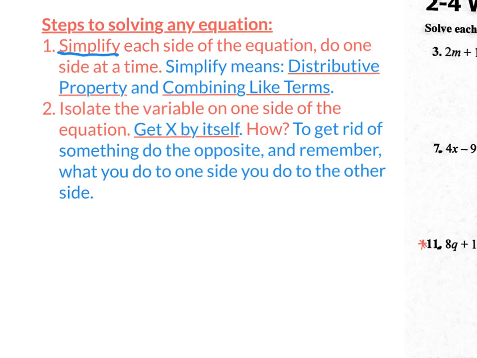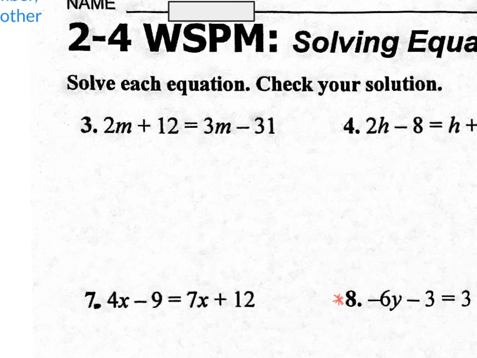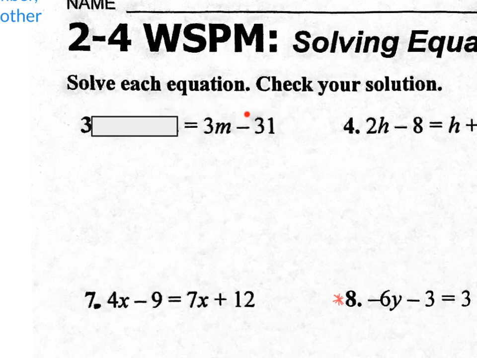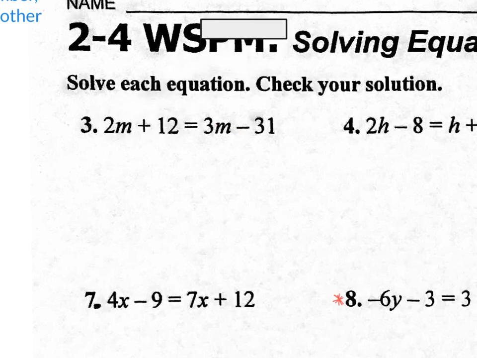So let's go back to the worksheet and let me ask you this. Number 3, is it simplified? Is number 3 a simplified equation? Yes, it is. Look, if you look at the left side, is there any distributive property here? No. Is there any combining like terms here? No. How about the other side? Is there any distributive property over here or combining like terms over here? No. So that's why that's already simplified. There is no step 1. You don't have to do anything. It's already simplified equation. All right?